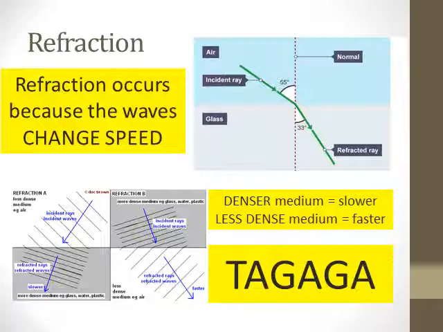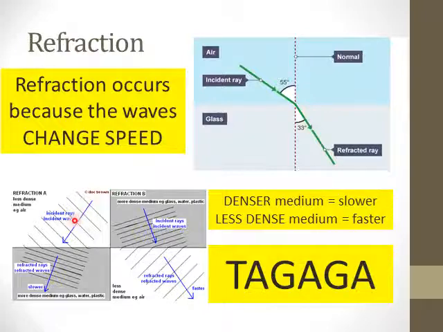When a wave goes into something denser, for example, going from air into glass, then it's going to slow down. When it goes into a less dense medium, it's going to speed up and go faster. So we say that when the ray goes from air into glass, it refracts towards, it bends in towards the normal. It does the opposite on the way out. It bends away from the normal. And we remember this with our tagaga. Towards the normal when you go from air into glass. Away from the normal when you go from glass into air.